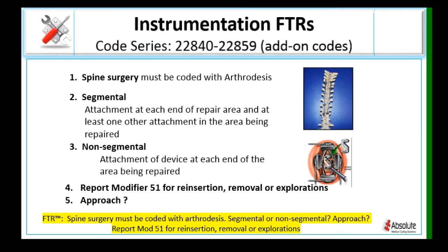And here are your FTRs. Spine surgery must be coded with arthrodesis, segmental or non-segmental, approach, and report modifier 51 for reinsertion, removal, or explorations. Now, make sure that you document these FTRs on the pages of code series 22840 and 22859, because we are now moving on to learn about bone graft FTRs.